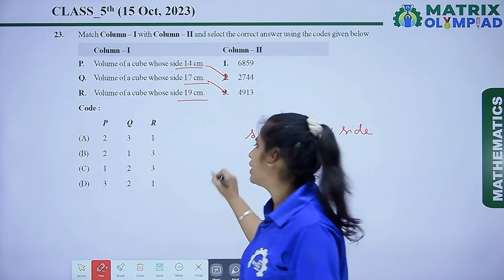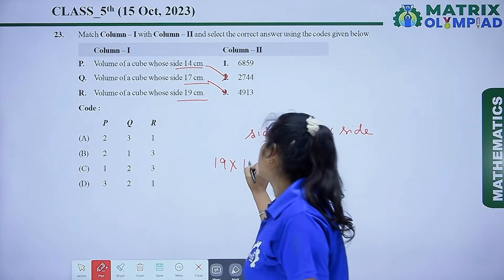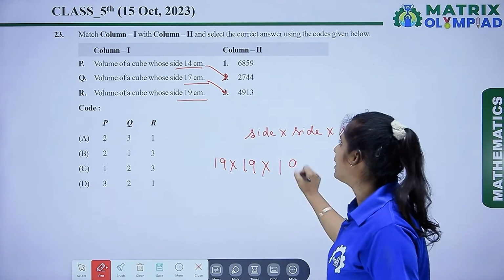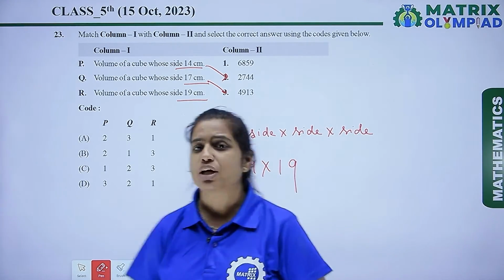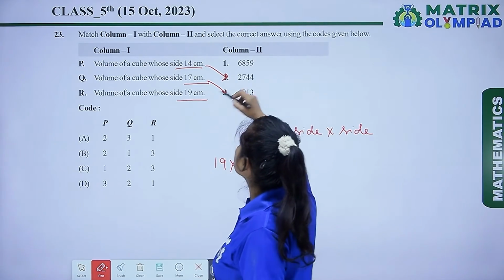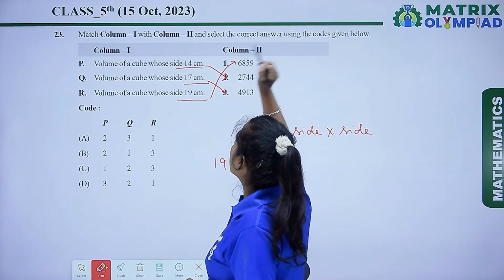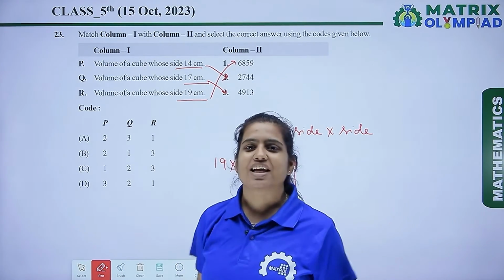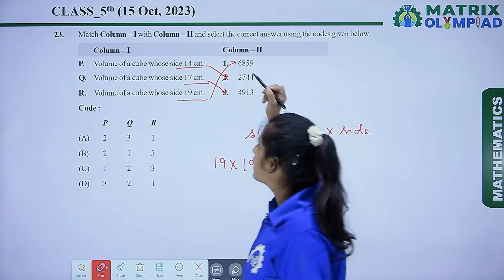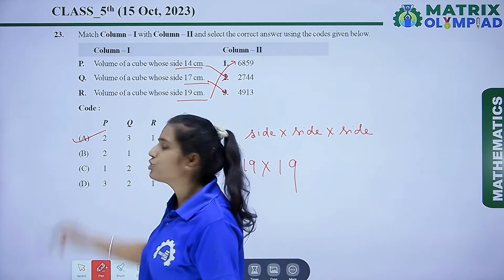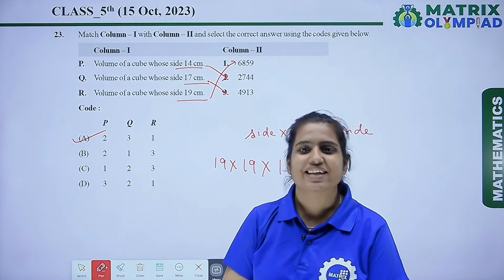नाउ द लास्ट वन इज 19 सेंटीमीटर. तो यहाँ पर भी आपको क्या करना है, 19 सेंटीमीटर मल्टीप्लाई बाय 19 सेंटीमीटर मल्टीप्लाई बाय 19 सेंटीमीटर. तो 3 बार आप 19 सेंटीमीटर को मल्टीप्लाई करोगे तो आपको मिलेगा 6859. सो हियर द सीक्वेंस इज 231. तो 231 हमारे पास है ऑप्शन ए में. सो ऑप्शन ए इज द करेक्ट आंसर.